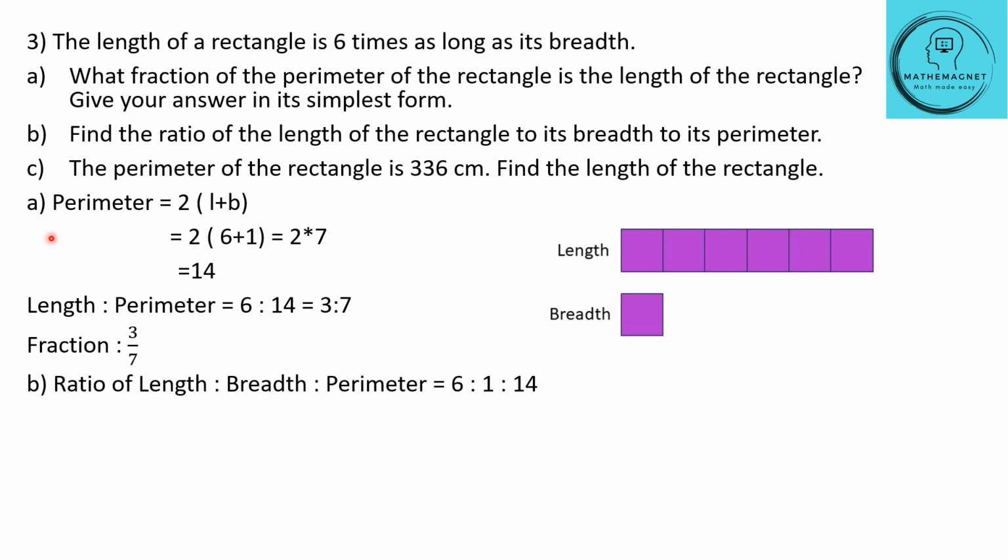Question B. Find the ratio of the length of the rectangle to its breadth to its perimeter. So we know the length, we know the breadth, and we also know the perimeter. So the ratio of length to breadth to perimeter will be 6 is to 1 is to 14.